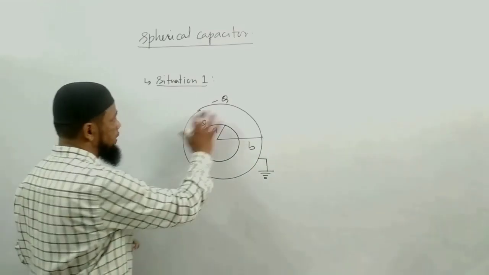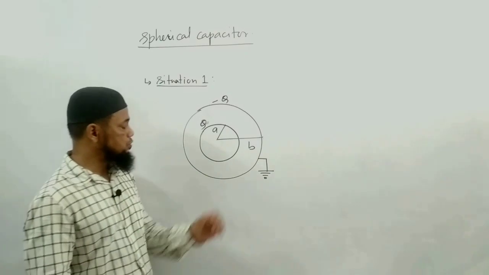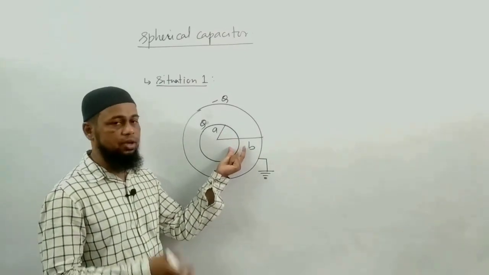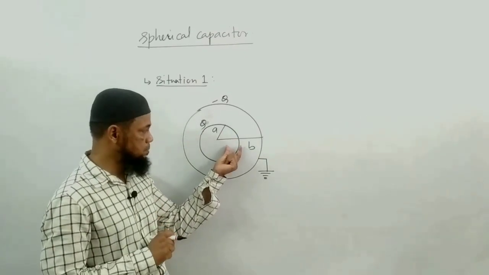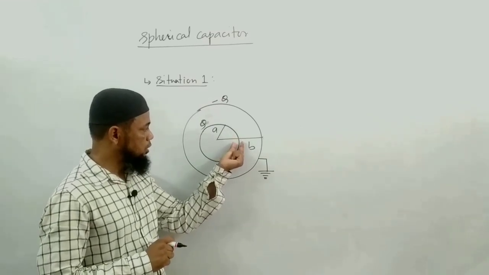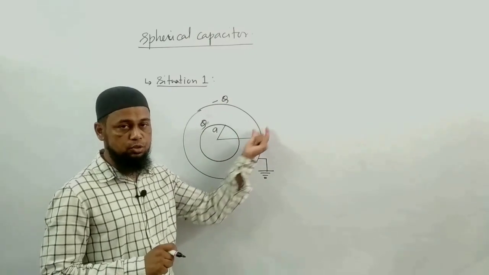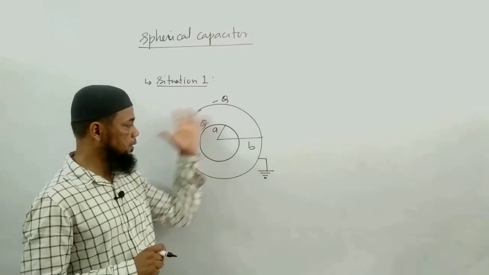So we need to find the capacitance of the system. How to find the capacitance of the system? If you have to find the capacitance of the system, we have different ways. Out of that, I'll explain the very simple one: we have to find the potential difference between these two surfaces.